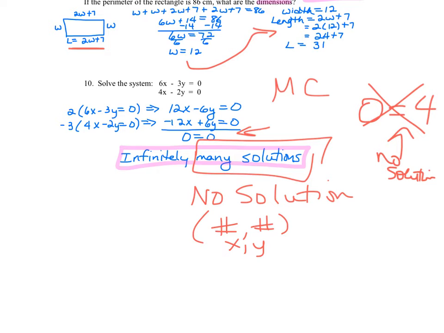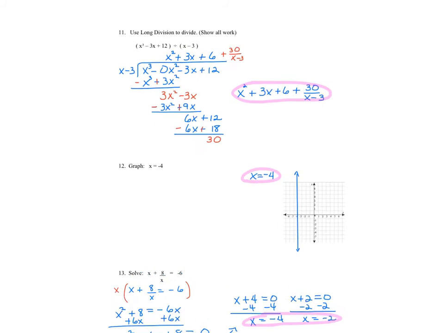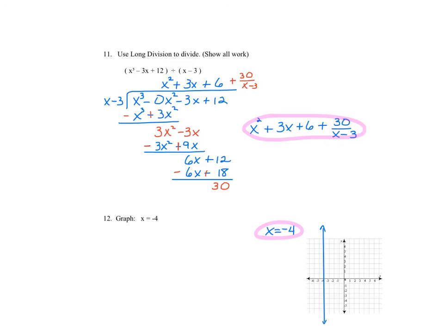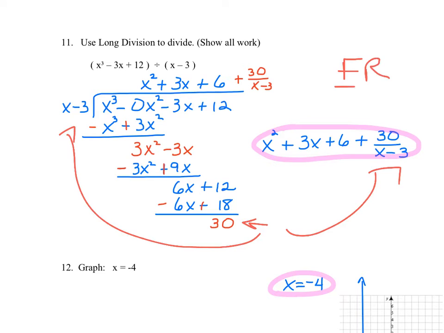Number 11 is a long division question. This one, when you work it out, actually has a remainder. So again, you're going to write it as a fraction. You take the remainder and you write that on top of your divisor. So that's where I wrote the remainder. This is also going to be a free response question where you're going to have to show the work.